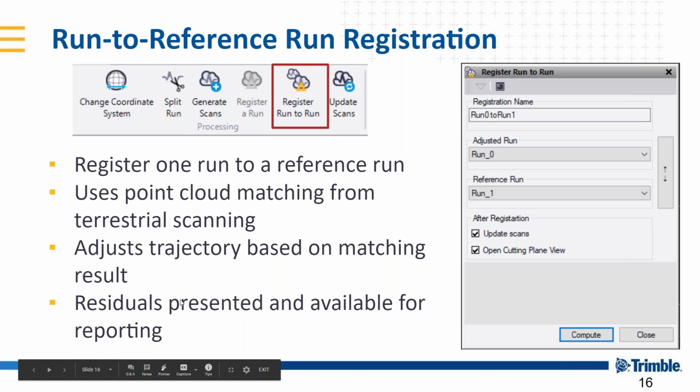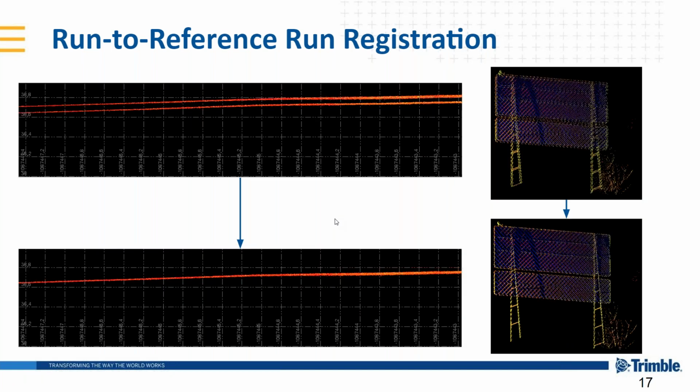And then again, residuals are presented and also available in the reporting. So in that reporting, if you register multiple runs, for each run-to-run registration, you would get an extra table with residuals, so you can do full quality control of that procedure. Just some screenshots to illustrate what's meant with run-to-run registration.